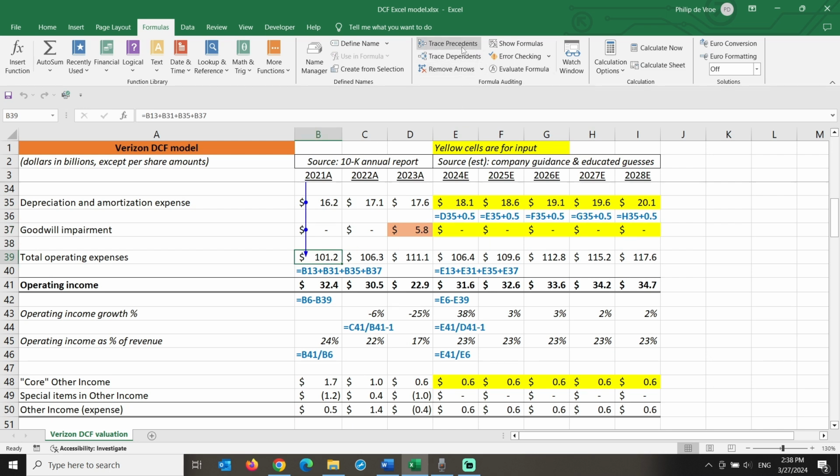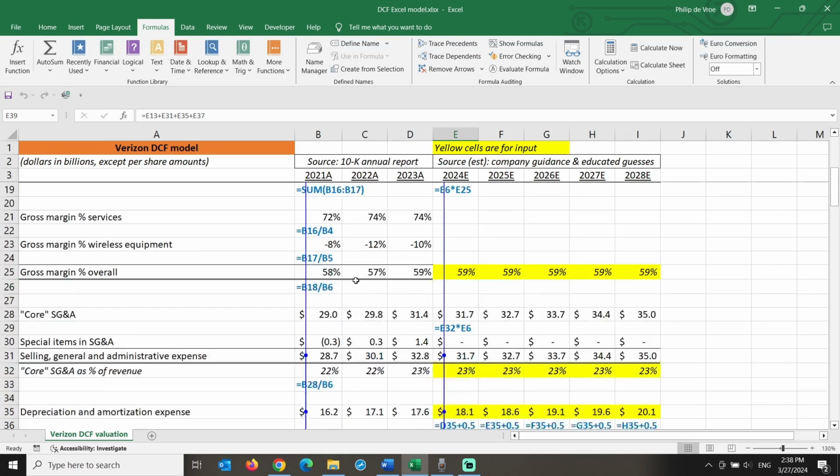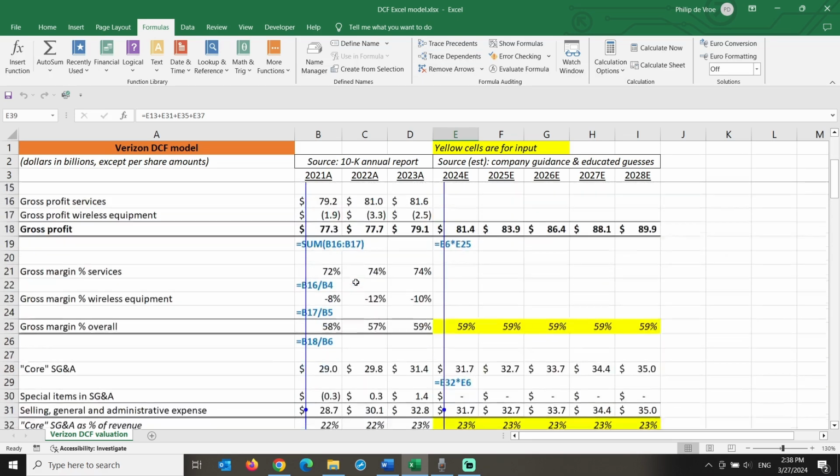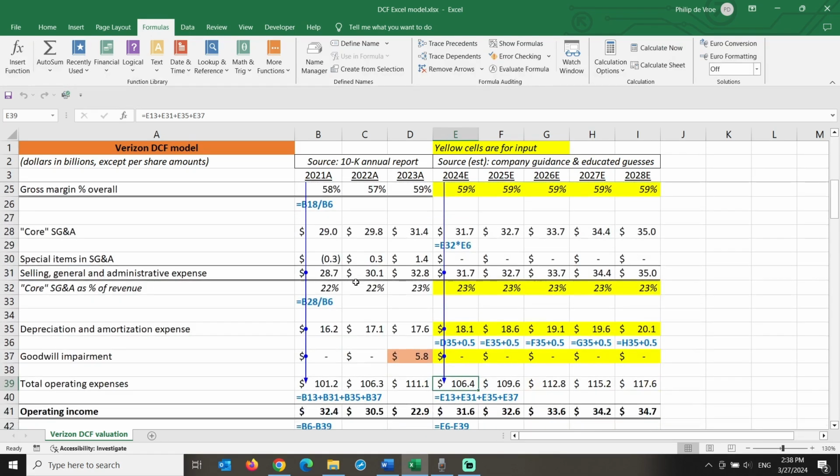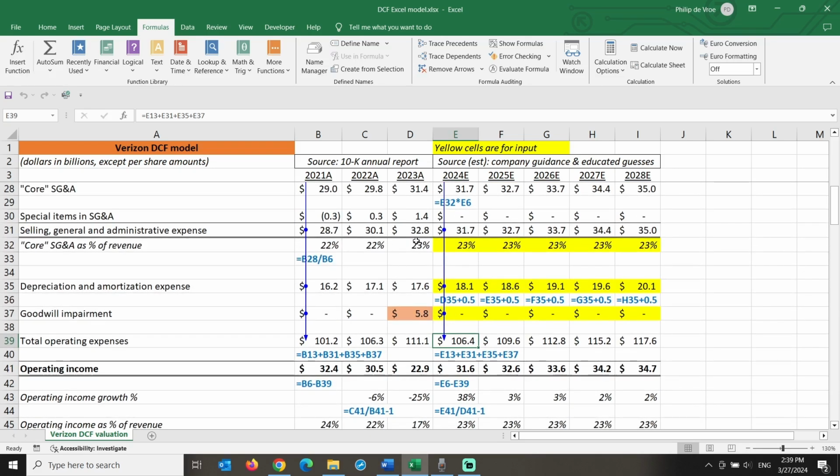Total operating expenses is a subtotal that adds up 4 different rows in the model: the cost of services and equipment sold, SG&A, depreciation and amortization, and the goodwill impairment. Be very careful here. Different companies use different operating expenses in a different way. For Apple, for example, operating expenses equals the sum of just 2 line items: research and development expenses and selling, general and administrative expenses. So that is a narrower definition than the one Verizon uses.